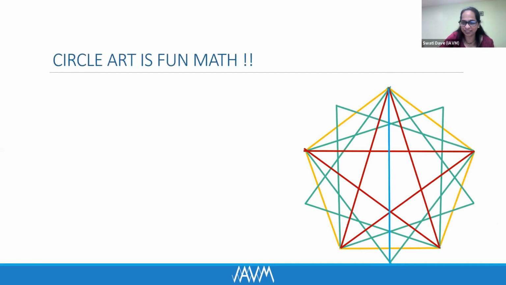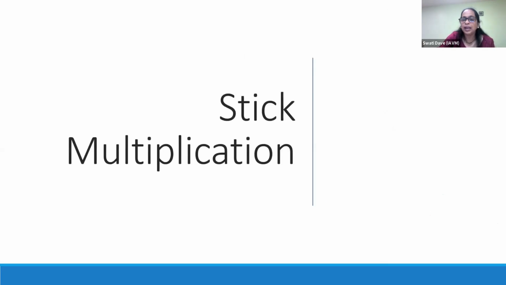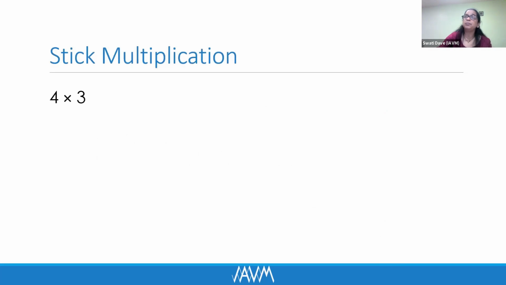So, I just put all of these in one circle: art is fun, math is what we're trying to say. Now, have you heard about stick multiplication? I'm just calling it plain stick multiplication, because if you look on the internet, some people call this Russian multiplication, some call it Chinese, some Japanese. So I'm simply calling it stick multiplication.